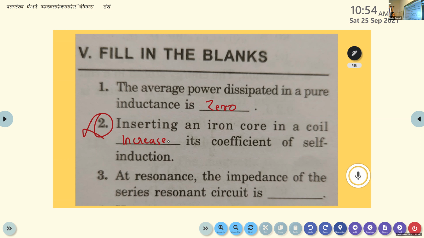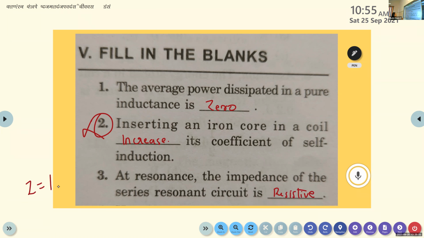The third question, at resonance, the impedance of the series resonance circuit is dash. Now read. Resistance. Yes, it is purely resistive. At resonance, the impedance of the series resonance circuit is purely resistive in nature, because at resonance we know that the impedance Z is equal to R.